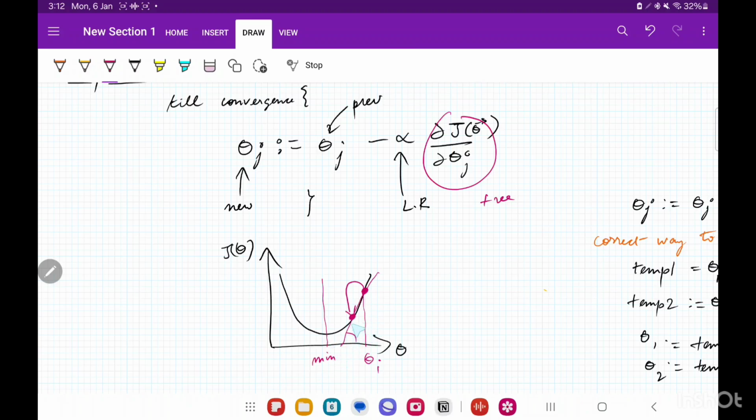The importance of alpha is that suppose the slope were too high, then the updation would be drastic. It could go further away from the local minima, and J of theta, the loss function, would jump around, never being able to converge completely.